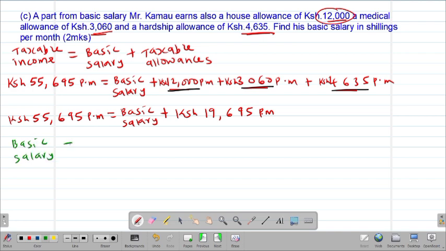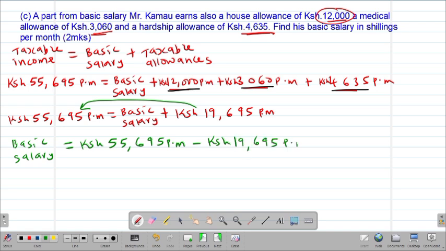Therefore, to get the basic salary, I'll take this to the other side. So we'll have Kenya shillings 55,695 per month, then minus Kenya shillings 19,695, also per month. So you take 55,695 minus 19,695. Your calculator will give you 36,000. So you'll get 36,000 shillings per month. Therefore, this was the basic salary for Mr. Kamau.